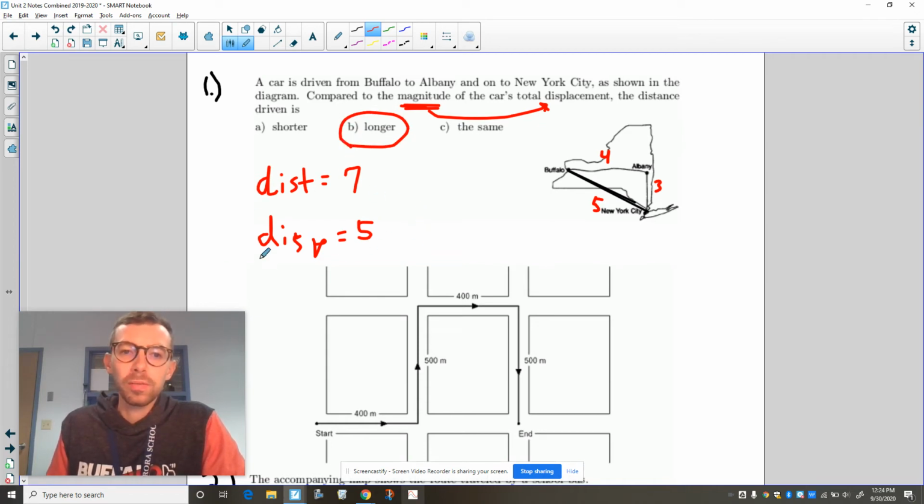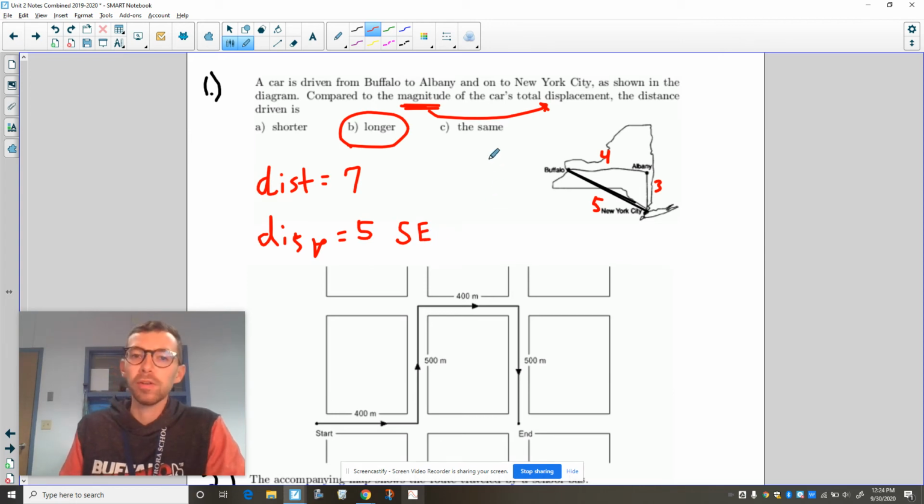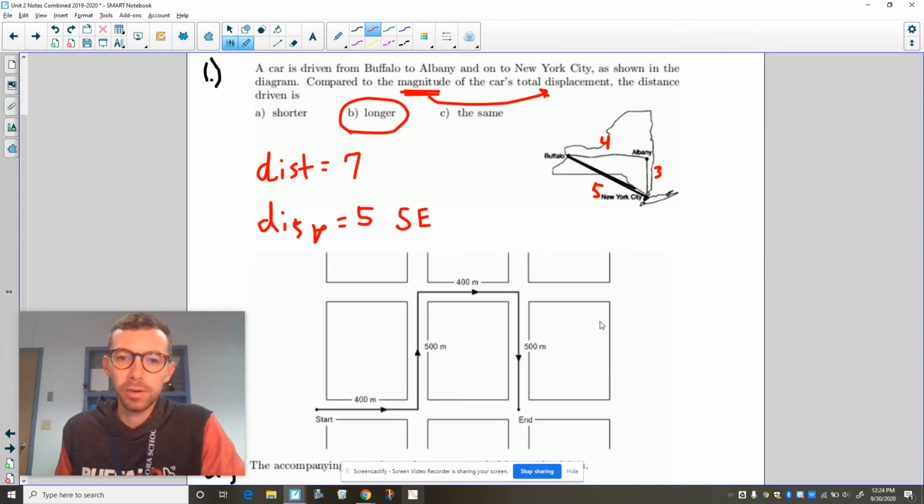Now officially, let's just make sure we have this. The displacement is a vector quantity, which means it has a direction. So we could say southeast from Buffalo to New York City, going on a plane.